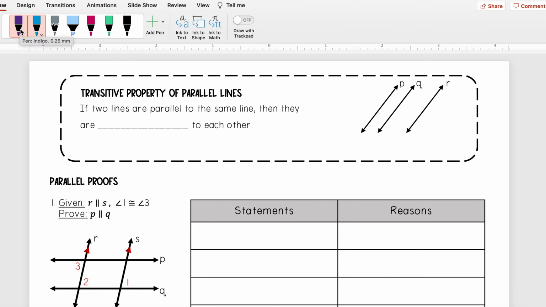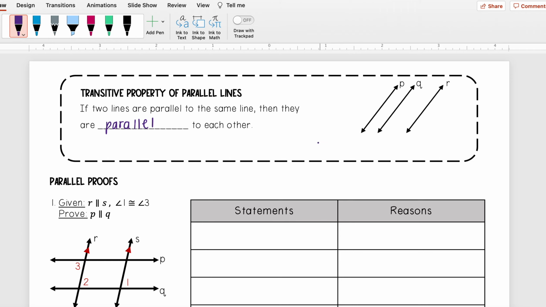Okay, so another theorem that we have about parallel lines is the transitive property of parallel lines, and that says if two lines are parallel to the same line, then they are parallel to each other. And we can really prove this just using the transitive property.